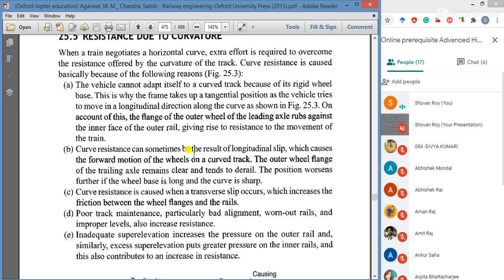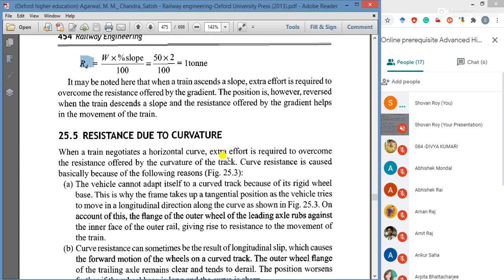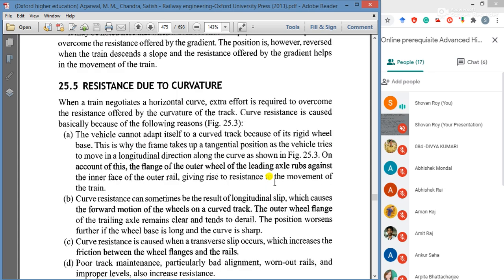Curve resistance can sometimes be the result of longitudinal slip, which causes the forward motion of the wheels on a curved track. The outer wheel flange of the trailing axle remains clear and tends to derail. The position worsens further if the wheelbase is long and the curve is sharp. Curve resistance is caused when transverse slip occurs, which increases the friction between the wheel flanges and the rails. So basically, there is friction. The cause of resistance due to curvature is friction, maybe longitudinal friction.